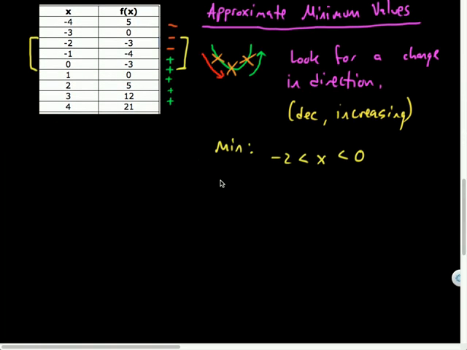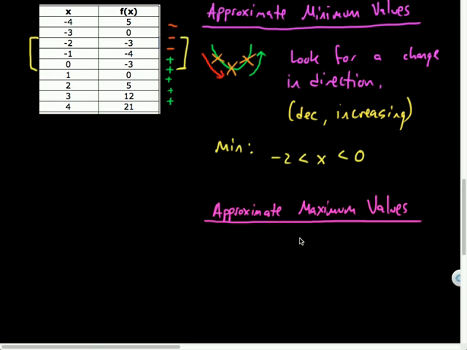And although this problem won't have a maximum, what do you think I would do to locate one? Yeah, look for a change in direction. Oh, that's a lot of looks. Look for a change in direction.